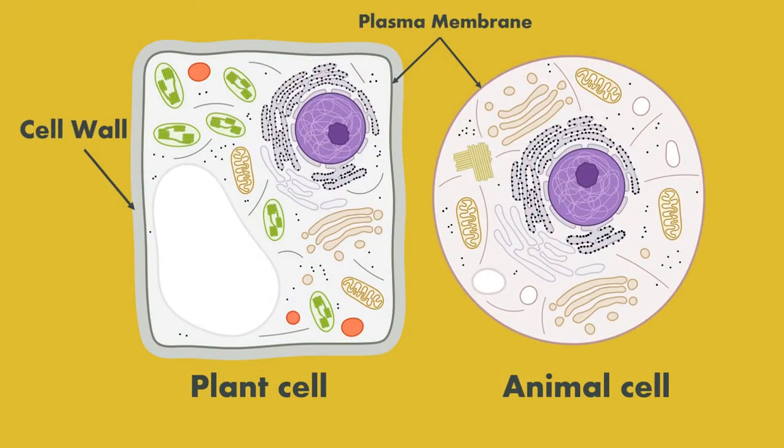I have mentioned before that there is a cell wall in plant cell. So what is this cell wall? Cell wall is a rigid, non-living boundary wall outside the cell membrane in plant cells. The main function of cell wall is to provide rigidity, structural strength, and definite shape of the cell.